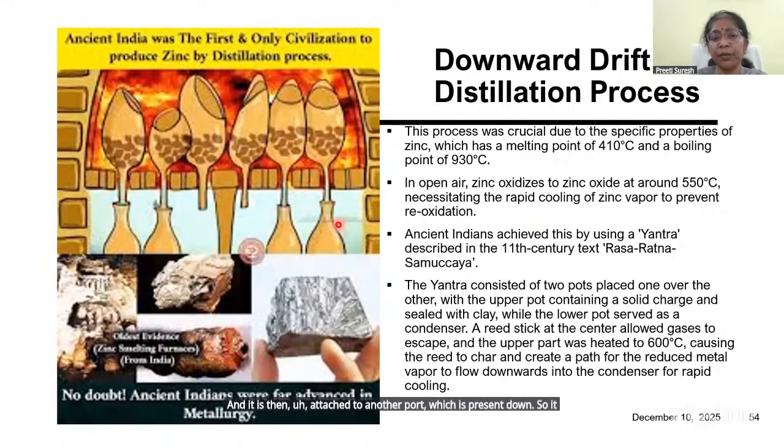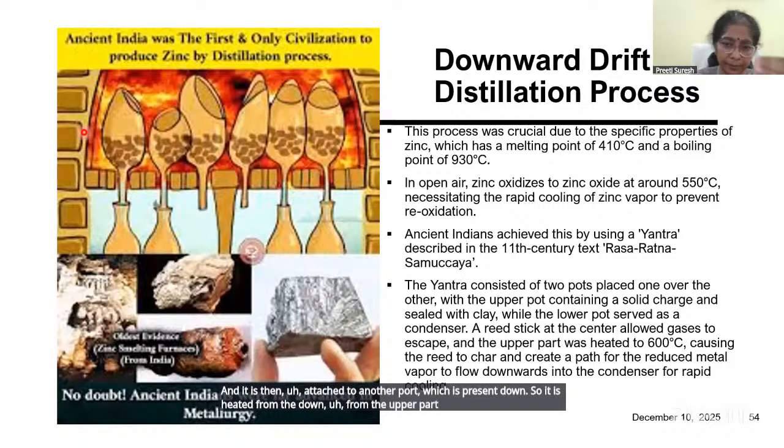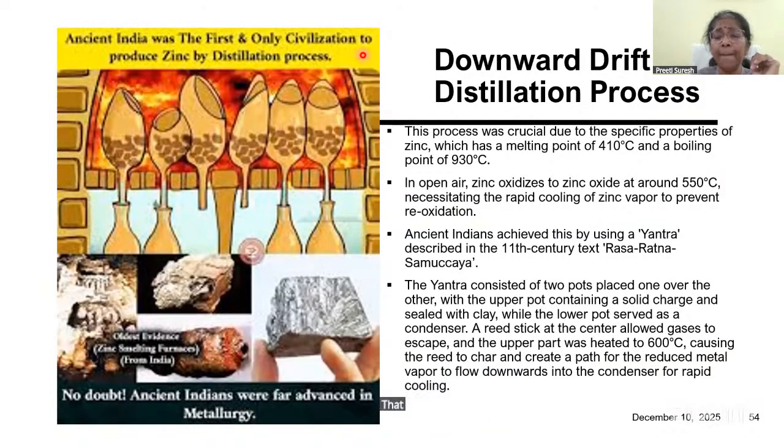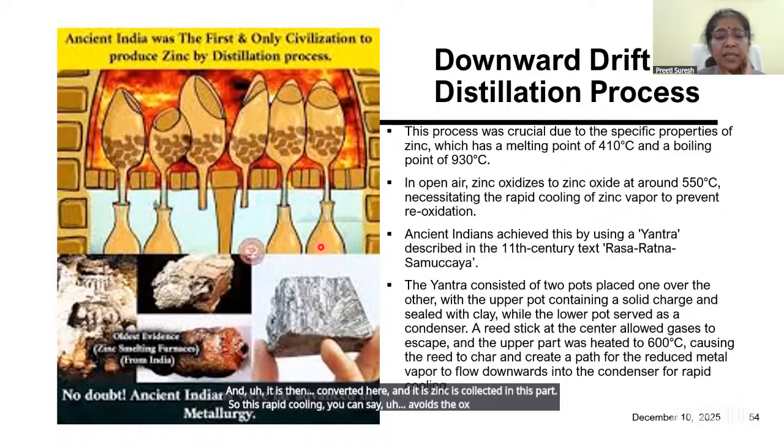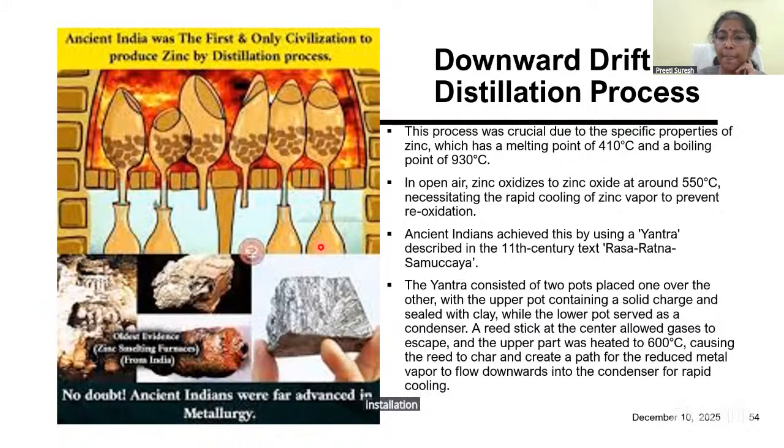So it is heated from the upper vessel, and as the zinc melts, it is converted here, and the zinc is collected in this part. So this rapid cooling avoids the oxidation of the zinc. This process was one of the important methods which was only present in India for the extraction of zinc by this downward distillation process.